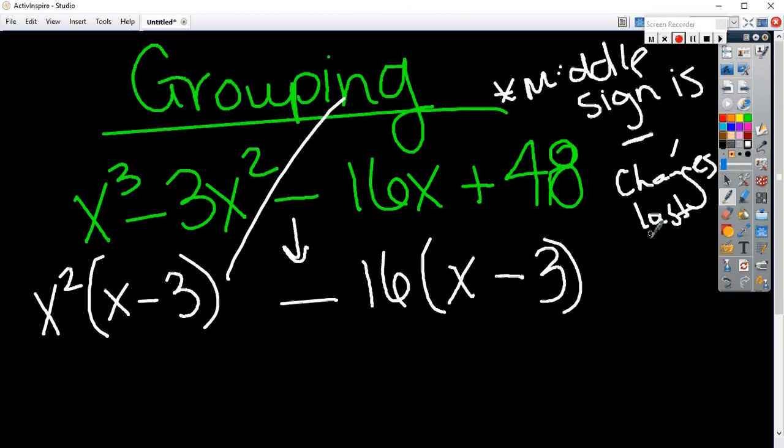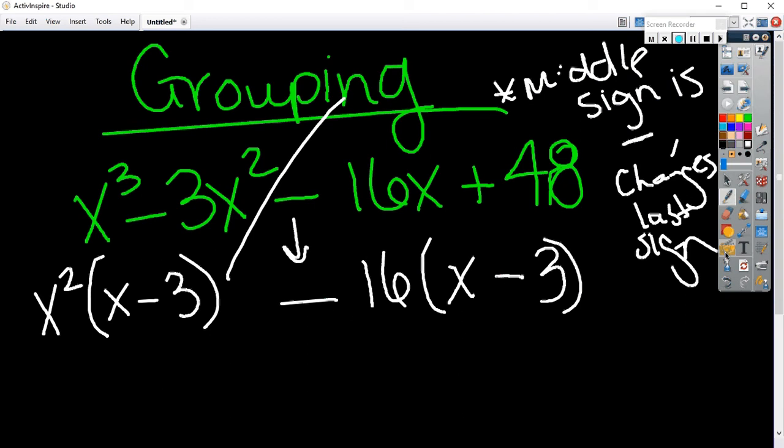Now, what do you notice, coming back to look at this as a whole? What do you notice they now have in common? X minus 3. X minus 3. Do we see that?